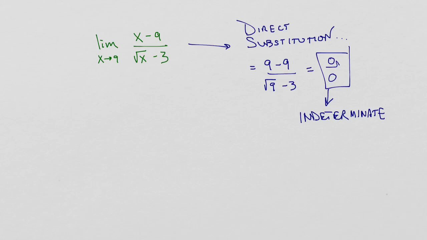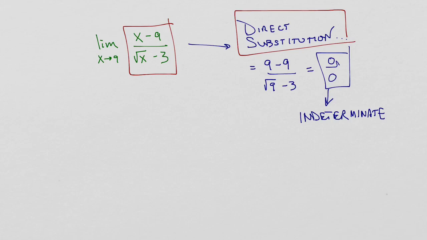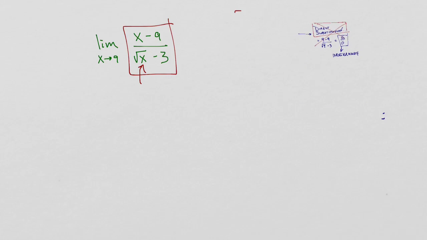We can't use direct substitution, and this just goes to verify the fact that we can only use this when we don't have a discontinuity. If we consider the graph of this function, it's discontinuous when the denominator equals 0, which happens at the point when x is equal to 9. So we have a discontinuous function. We cannot use direct substitution. So we have to consider a different method.